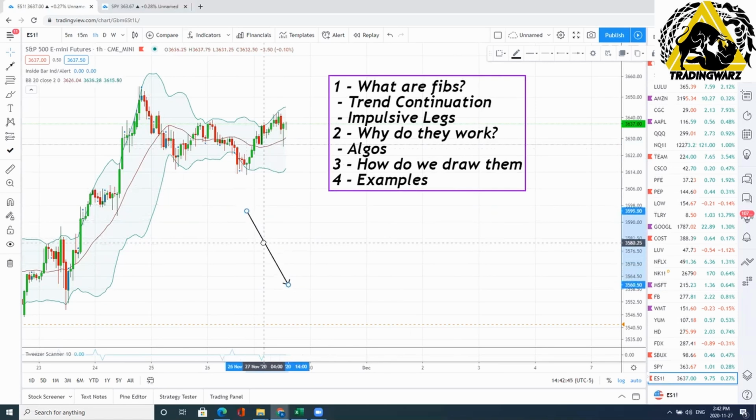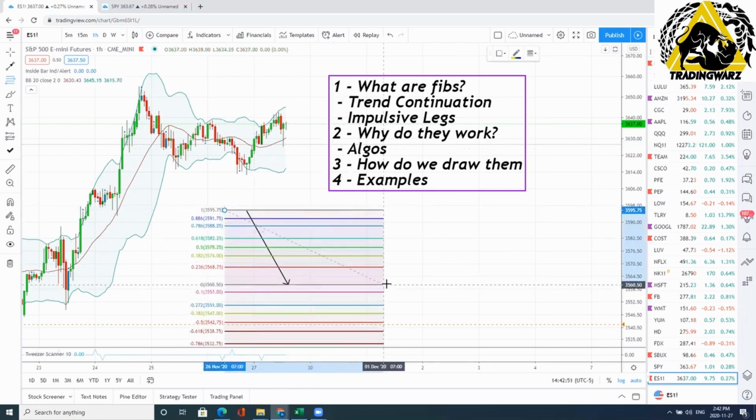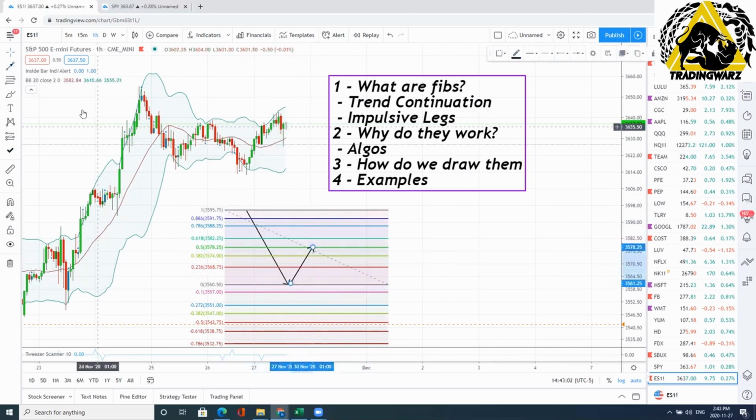So here's the short. And how we're going to take the fibs for the short is we're going to start from the swing high to the swing low. So it's just the opposite, right? And as you can see, now your 50 is here, your 618, your 786, and so on. And then again, we're expecting a pullback to one of these fib levels and then an extension down.